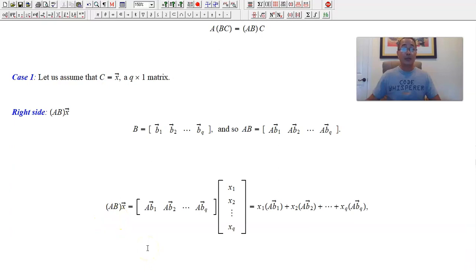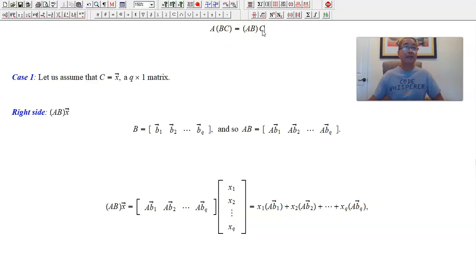Okay, so now let's get down to actually showing that not only are these two ways to multiply the three matrices going to give the same size matrix, but they should be exactly the same. So we're going to do that in two steps, or you might say two cases. In the first case, we will assume that C is a Q by 1 matrix. Okay, so not Q by N, just one column big, Q by 1. Okay, so now this will become A times BX, and this will be A times B times X.